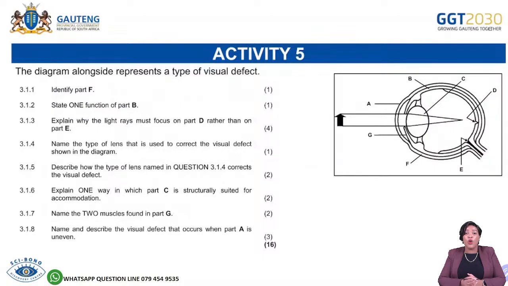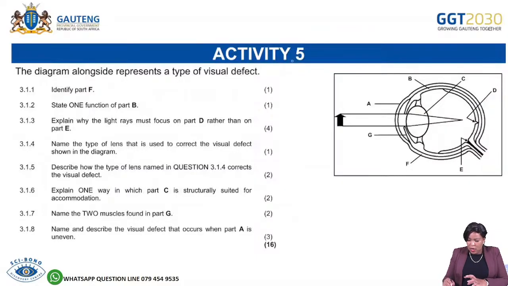Now, you've learned also about the eye defects. There are so many things that can go wrong with the eye. You have done, I'd say, 2 diseases and 2 defects of the eye. So let us take a look at this one. The diagram alongside represents a type of visual defect.